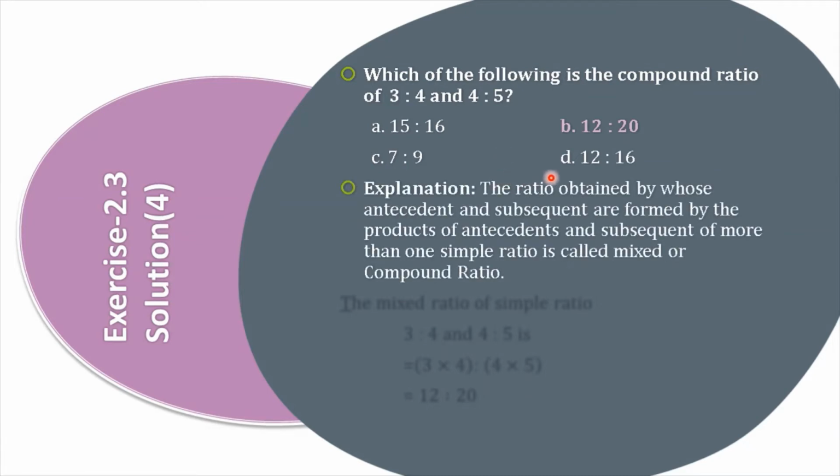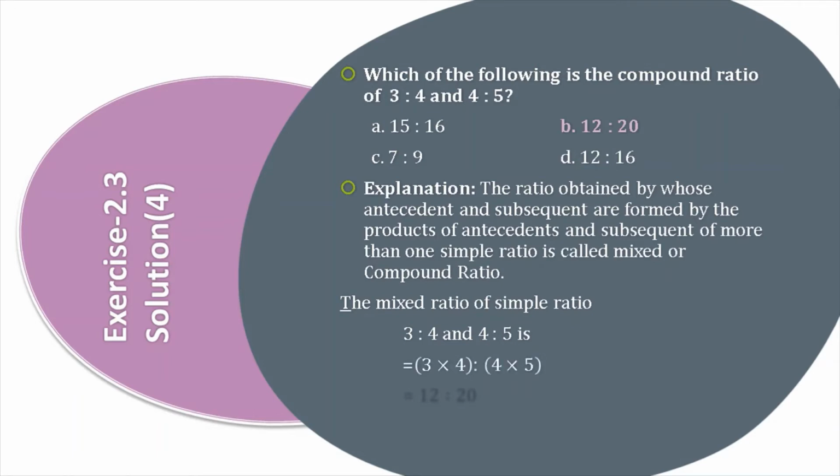This is the explanation. The ratio obtained by taking as antecedent and subsequent the products of the antecedents and subsequents of more than one simple ratio is called a mixed or compound ratio. That is the definition. As you can see, we have to find the mixed ratio of the simple ratios 3:4 and 4:5. It is 3 multiplied by 4, because antecedent multiplies with antecedent, and subsequent multiplied by subsequent, that means 4 multiplied by 5. 3 multiplied by 4 is 12, is to 4 multiplied by 5, which is 20.